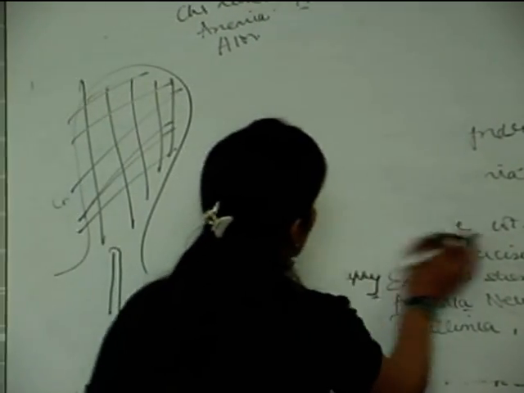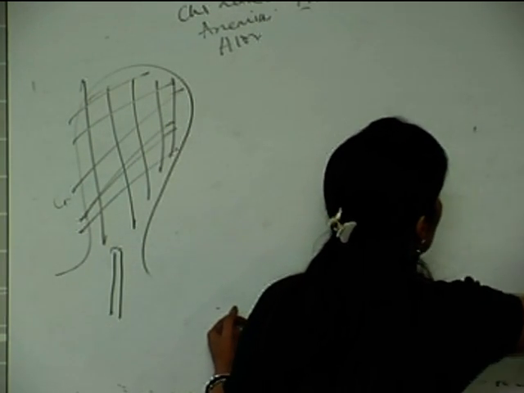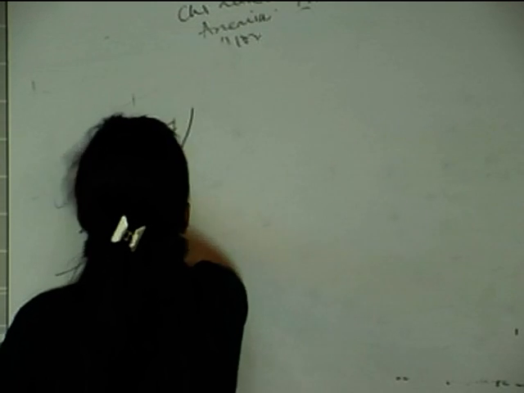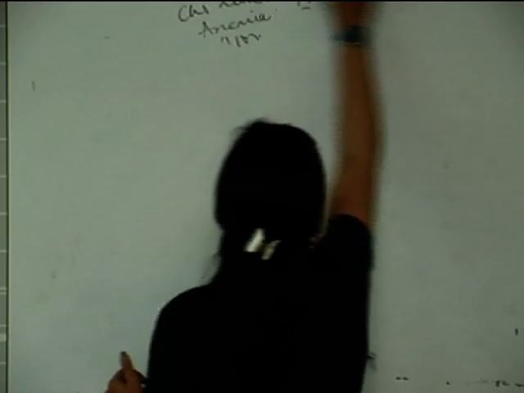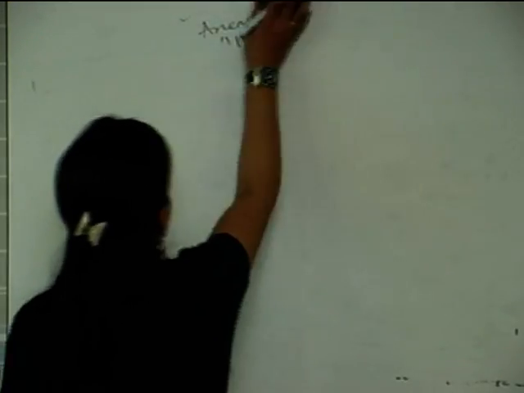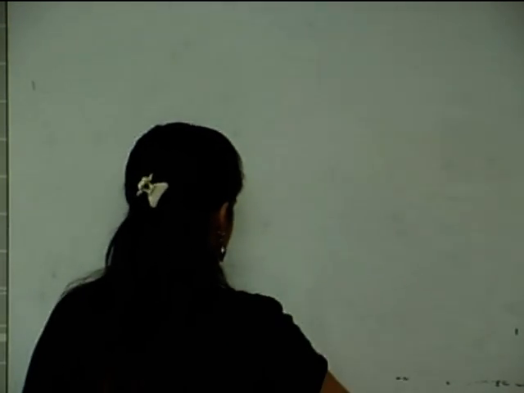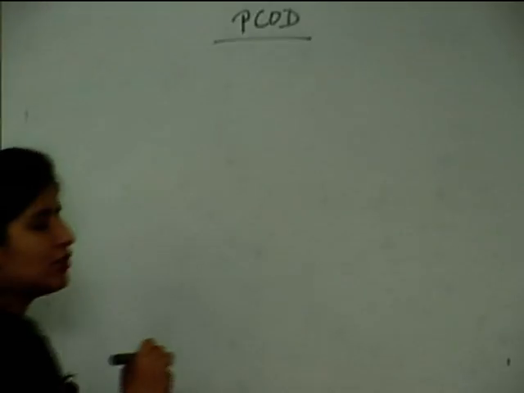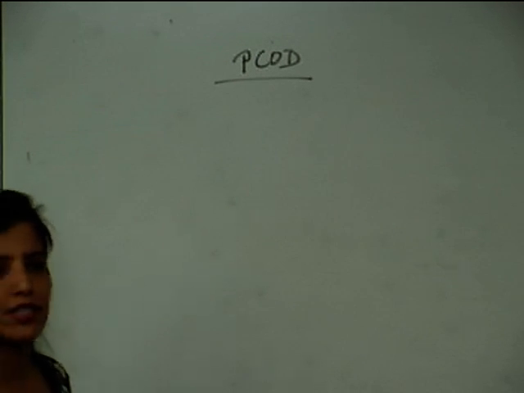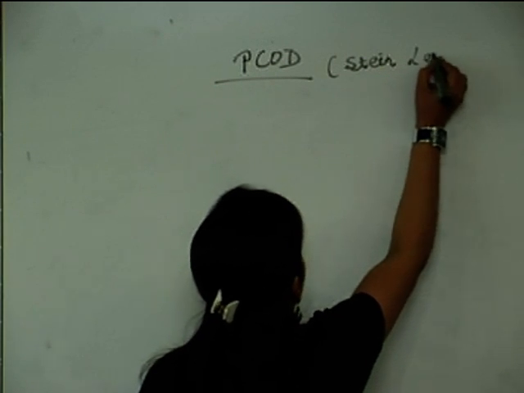In compartment 2, the most important cause is polycystic ovarian disease. Now, what is polycystic ovarian disease? This is a very common problem in our OPDs, and these days many questions are also being asked on polycystic ovarian disease, so it becomes a very important topic for PGME. I'm going to cover PCOD in detail. The other name for polycystic ovarian disease is Stein-Leventhal syndrome.